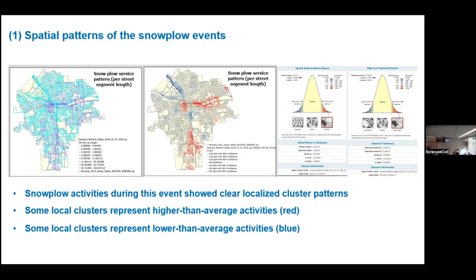So whether there are spatially variable clusters, local clusters, we call that the hotspot analysis. The red area basically tells you that in this area the frequency of snowplows tends to be high. And in this blue area the snowplow frequency tends to be low. So you do see statistically significant local patterns with regards to snowplow activities.